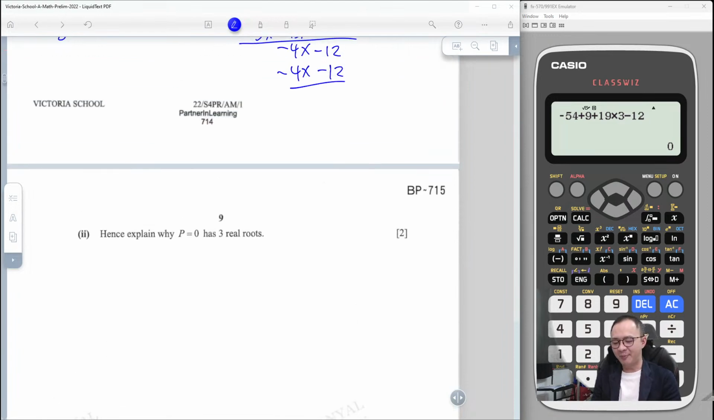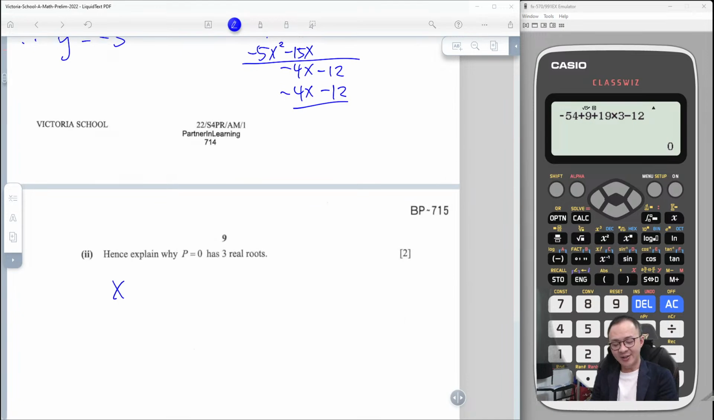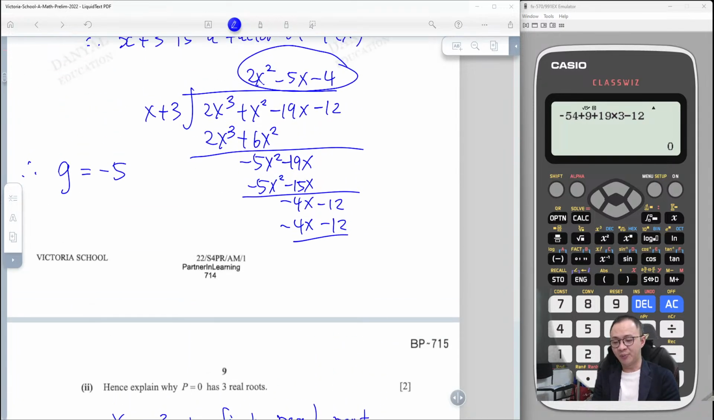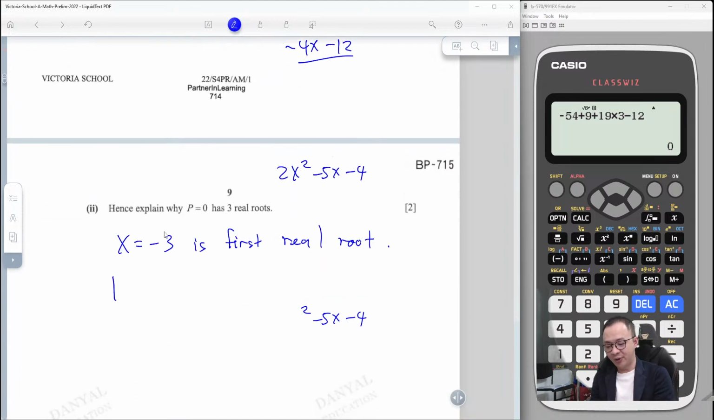Hence explain why P(x) equals 0 has 3 real roots. Because just now, x equals -3 is the first real root I got. So I need to prove there are 2 more. So I will take the quadratic equation just now to do b squared minus 4ac. The quadratic equation just now is 2x squared minus 5x minus 4, right? If I get bigger than 0, it means I have 2 more real roots over here. Then that means plus the -3, I totally will have 3.